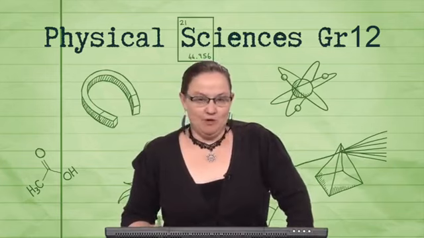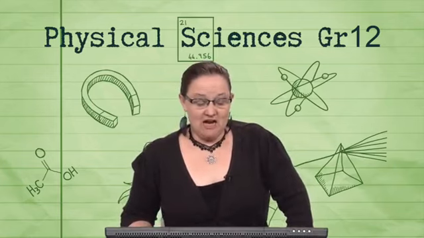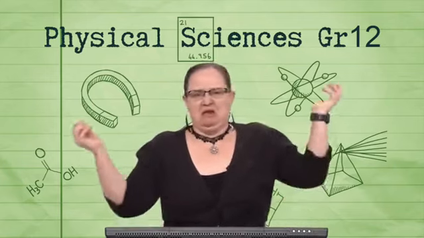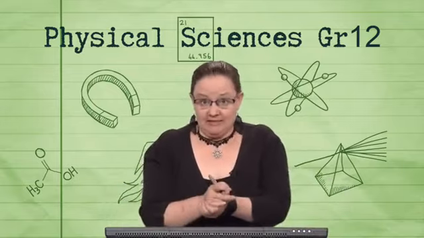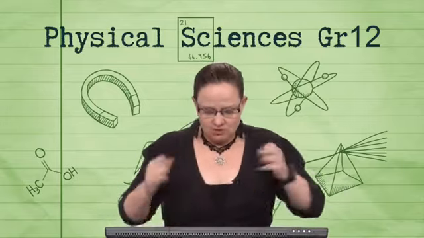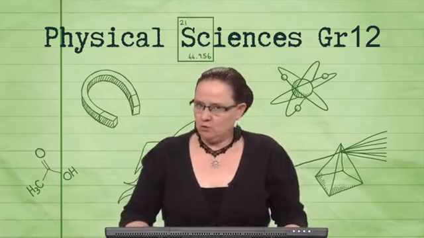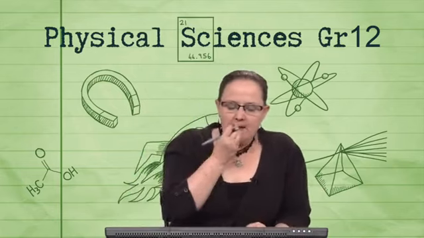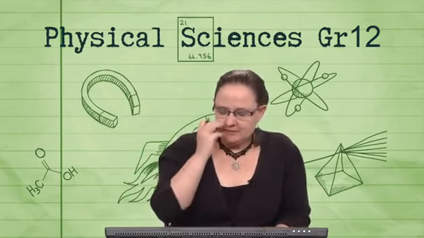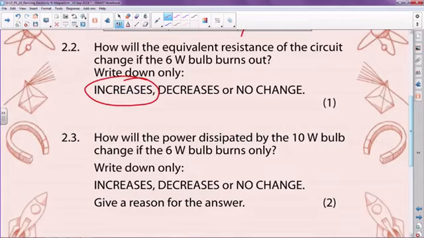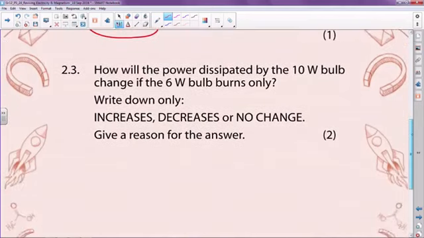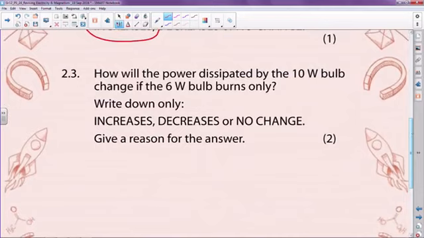Okay, so I think there's been one of 2 responses to this question. Either it was like, I don't know, I'm just going to leave it. Or, okay, I've got this. And that's what we want. Okay, I've got this. So this is such an important question because how will the power dissipated by the 10-watt bulb change? Guys, what's really important for you to realize here is that the power of the light bulb is actually a constant.